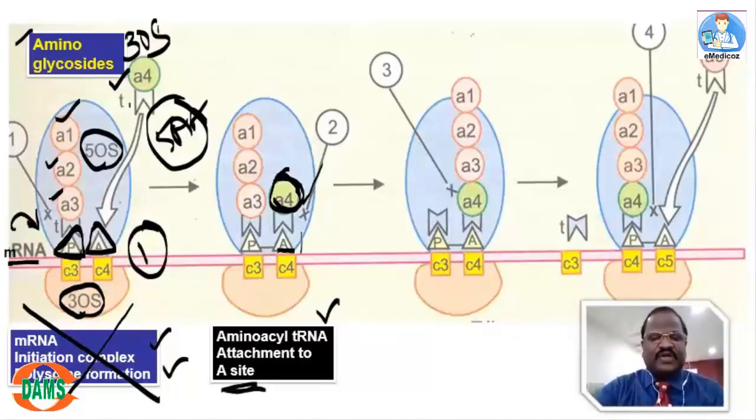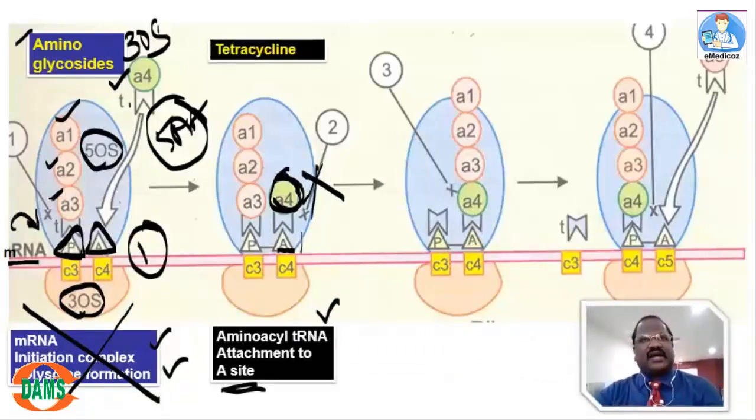This step is blocked by one drug called tetracycline. Tetracycline is a group of drugs acting on the 30S ribosome and inhibits attachment of the new amino acid at the acceptor site. That is the second point.